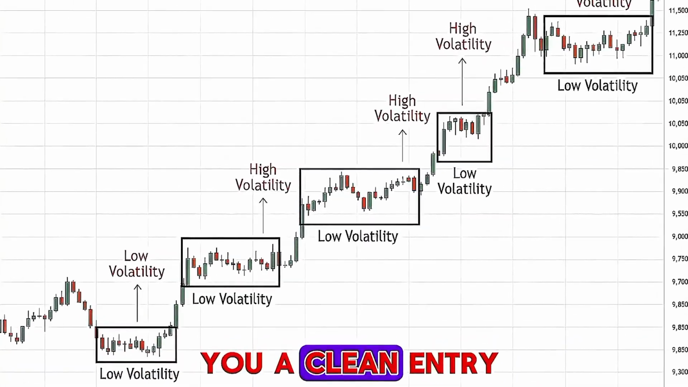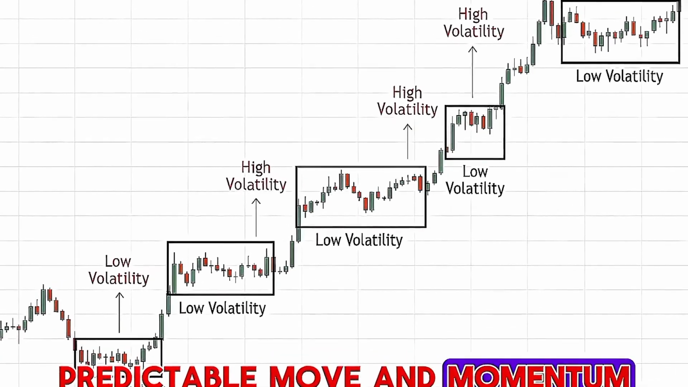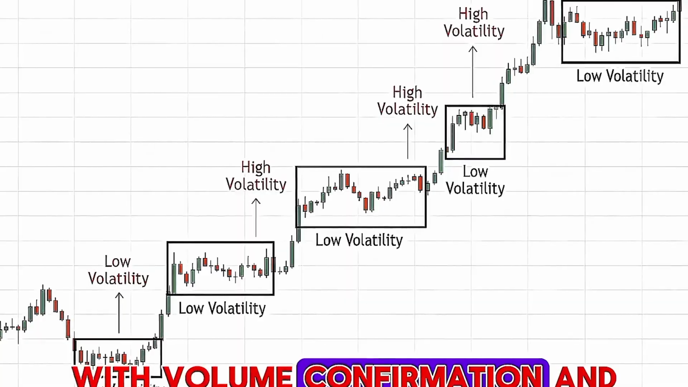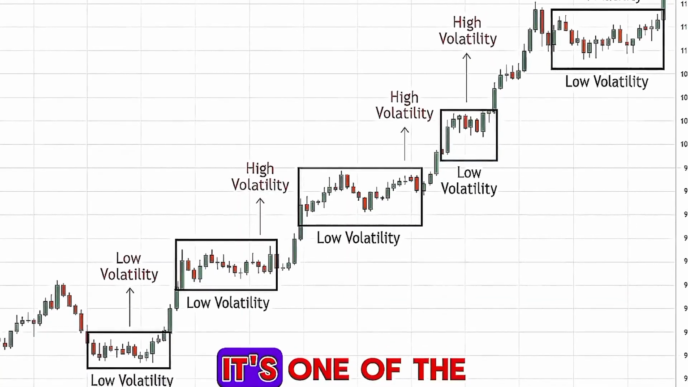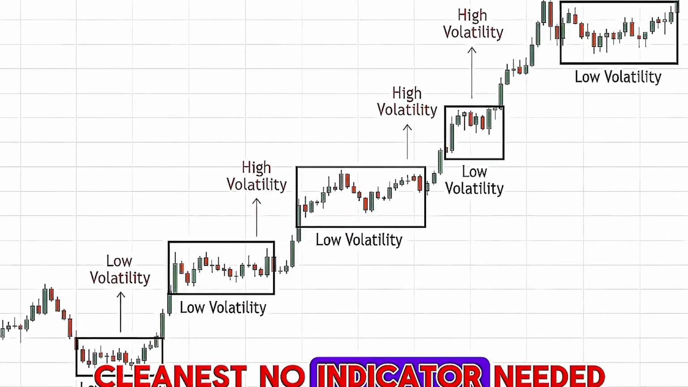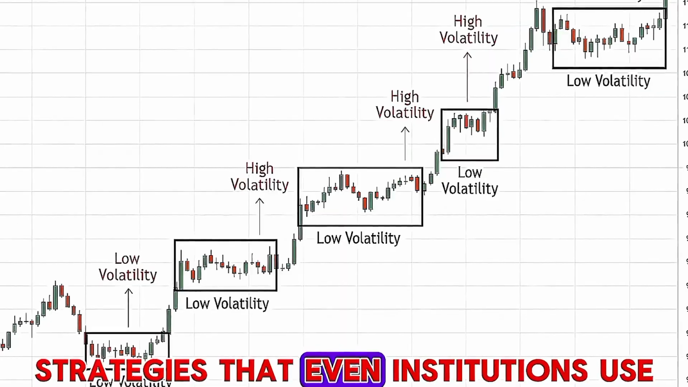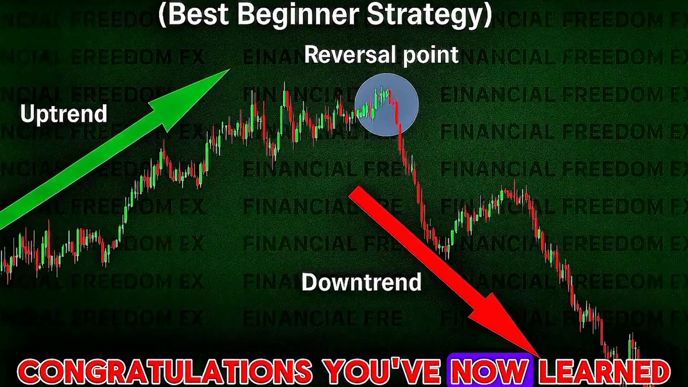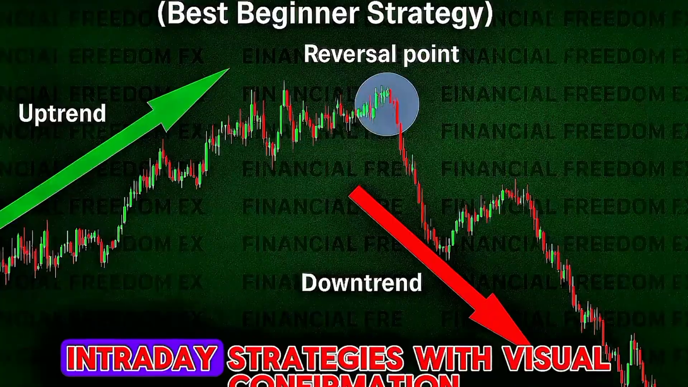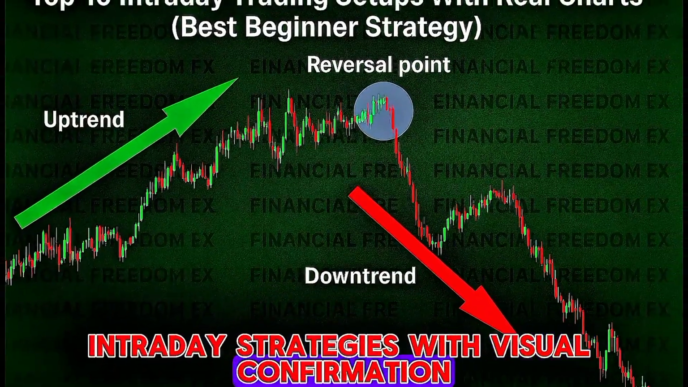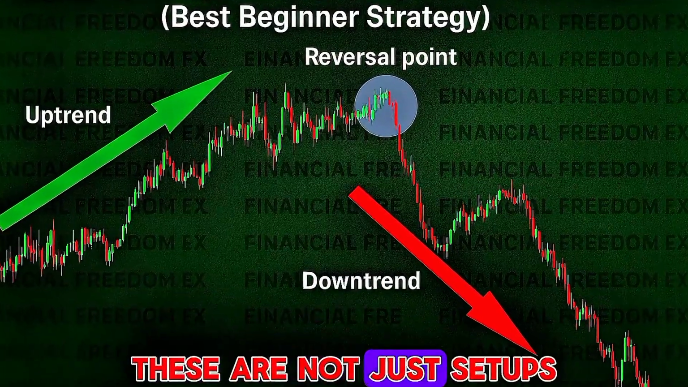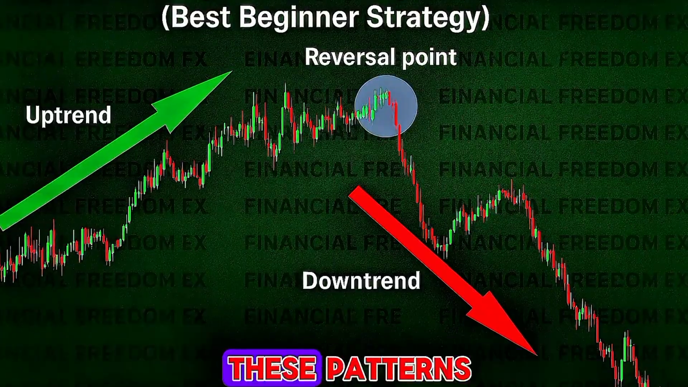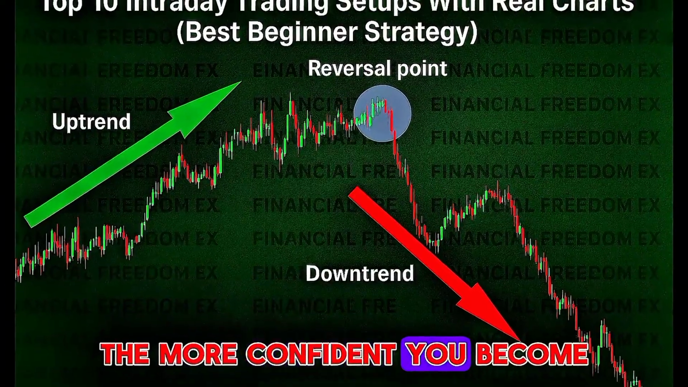This gives you a clean entry, predictable move, and momentum. Trade breakouts of these ranges with volume confirmation and a tight stop. It's one of the cleanest, no indicator needed strategies that even institutions use. Congratulations! You've now learned 10 high-probability intraday strategies with visual confirmation. These are not just setups, they're professional habits. The more you recognize these patterns, the more confident you become.